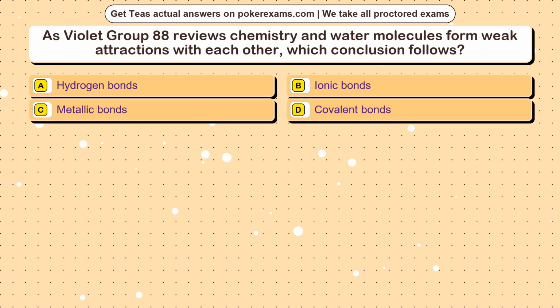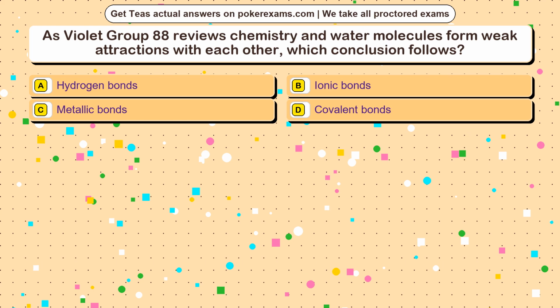Question 19. As Violet Group 88 reviews chemistry and water molecules form weak attractions with each other, which conclusion follows? Option A, hydrogen bonds. Option B, ionic bonds. Option C, metallic bonds. Option D, covalent bonds.